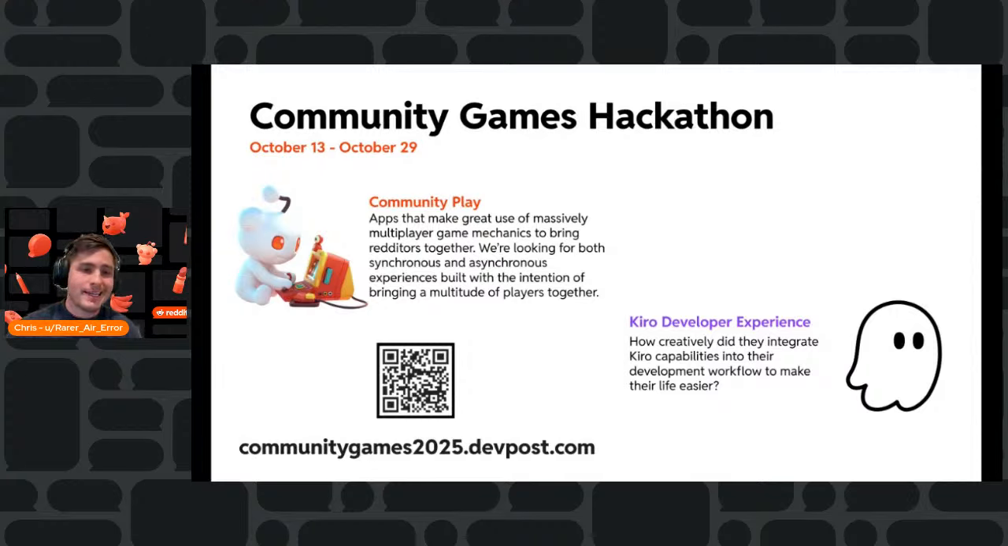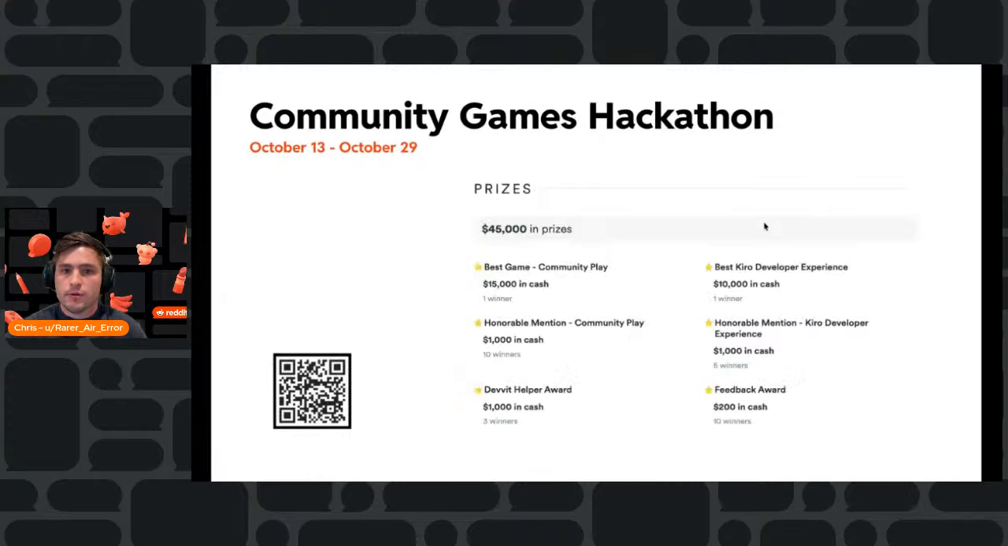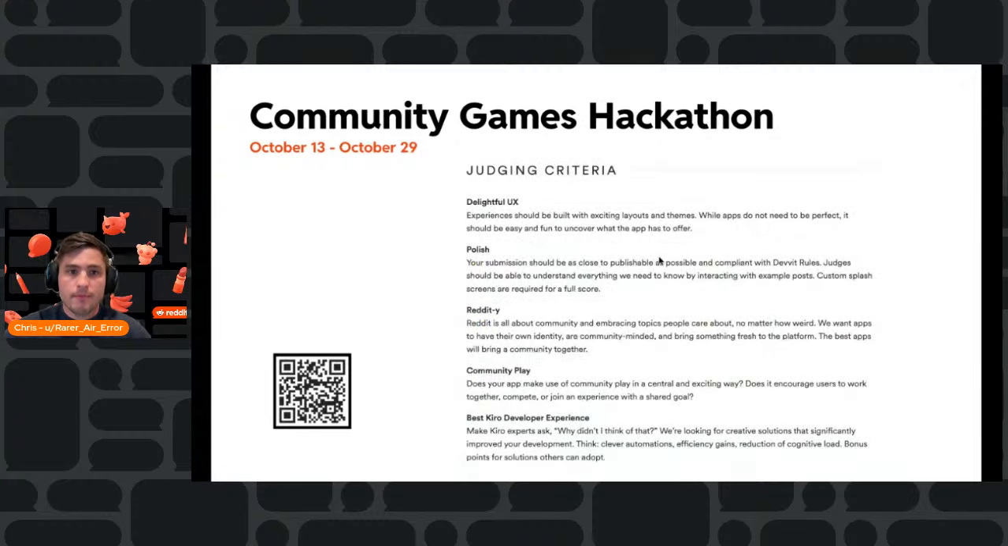There were 2 main categories. There was the community play category, which was really focused on how a community builds around this experience that you've created. And then there's also the Kiro developer experience category. And that category is really about how you integrate Kiro into your development workflow. Quick reminder, there's a bunch of cash up for grabs. So we're going to announce the winners of this, and then DevPost will contact the winners and be able to communicate the cash distribution.